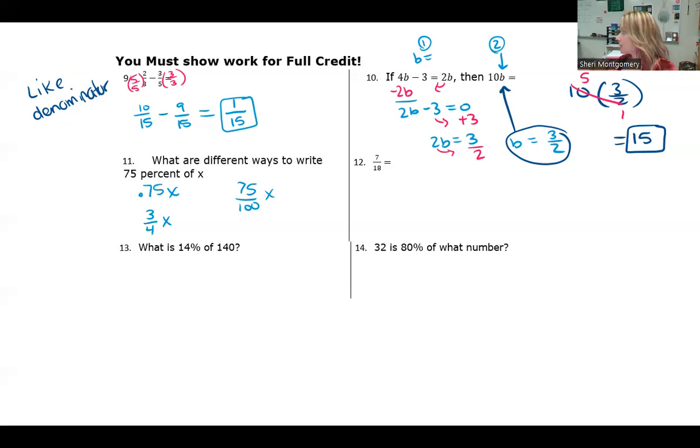On your test, it's like, which one is not a way to write 75%? And so 3 of them are going to work. One of them is not. So just be careful. 3 will work, 1 will not.